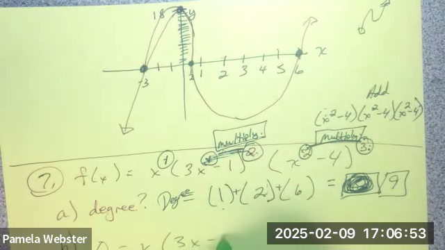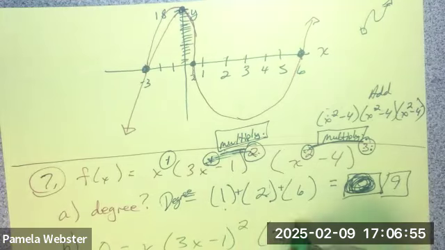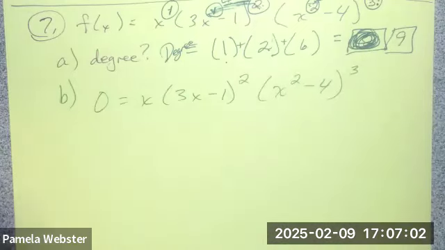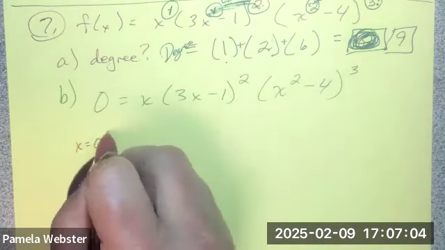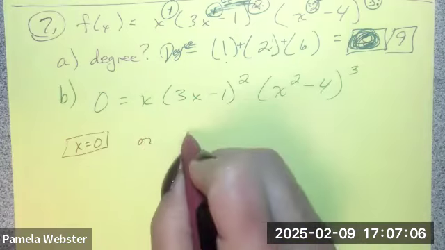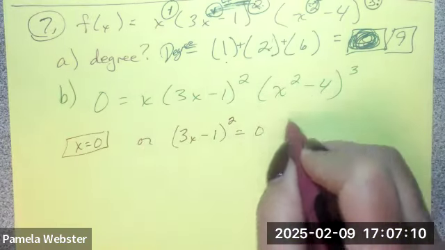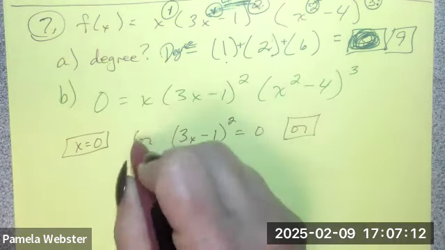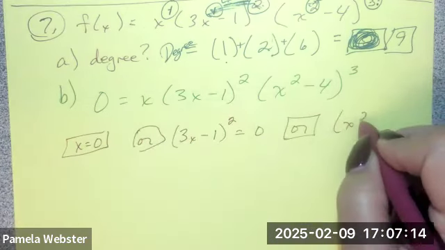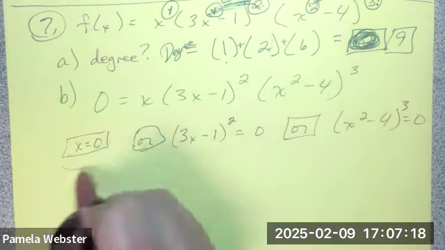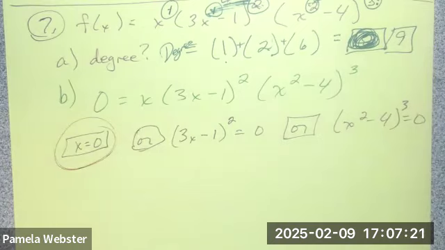Remember, we also call this the x-intercepts. We've done this lots of times now. So x equals 0, or (3x minus 1) squared equals 0, or (x squared minus 4) cubed equals 0. This first one is a done deal. He's easy. Yay, x equals 0.